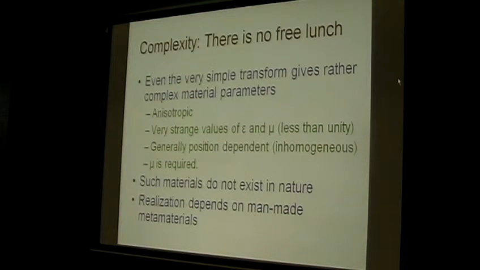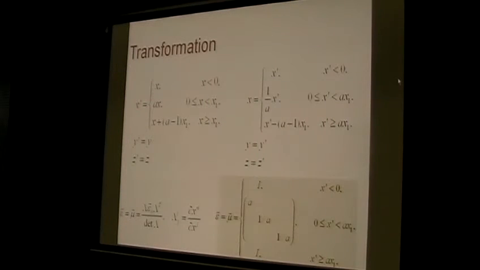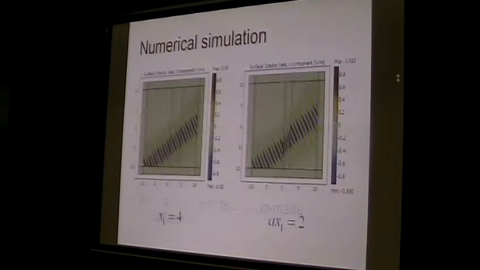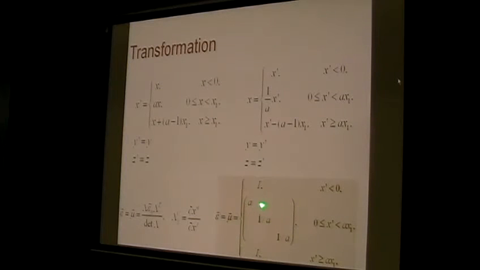Now, in fact, even this very simple transformation would end up with something that is highly undesirable, I would say, in terms of experimental realization. First of all, for normal materials that we are familiar with, these epsilon and mu are usually given as a number, because they are isotropic. But once you do a transformation in the physical space, the epsilon and mu become a tensor. Tensor meaning that the response in x, y, and z directions are no longer the same. So you have what we call an anisotropic material. And also you have very strange values of epsilon and mu. What I mean by strange is the following: if A is bigger than 1, then this one will be less than 1. If A is less than 1, then this one is going to be less than 1.